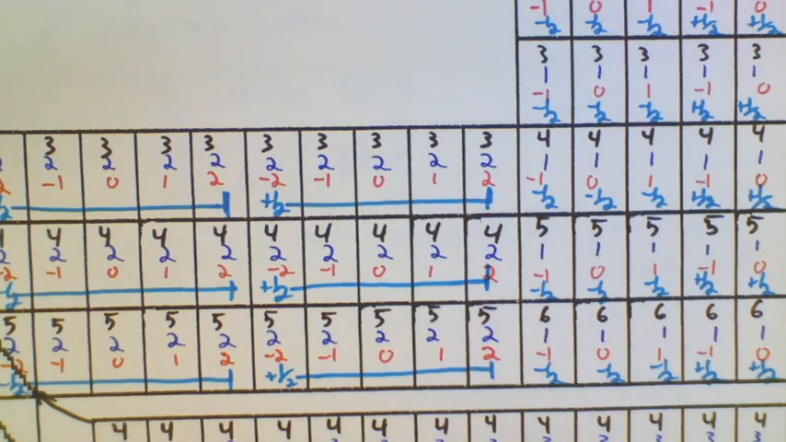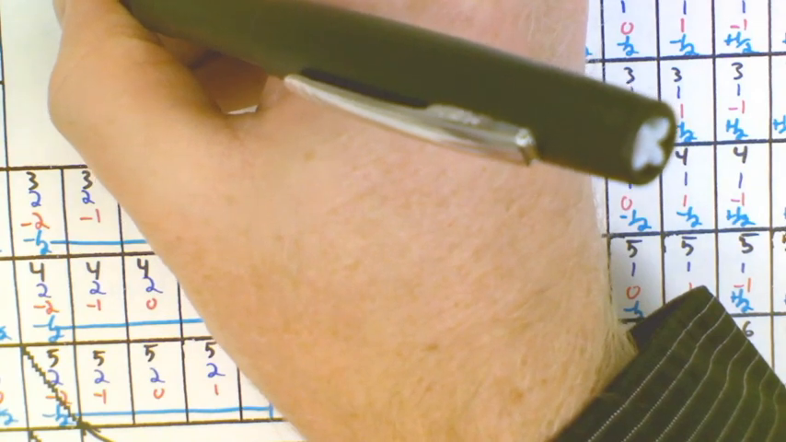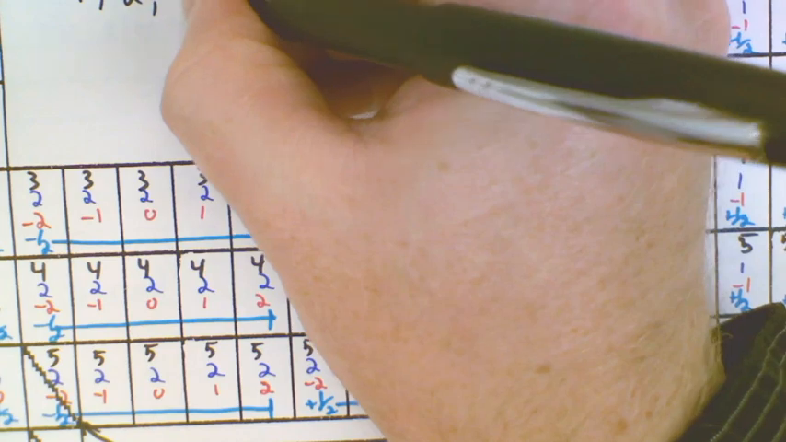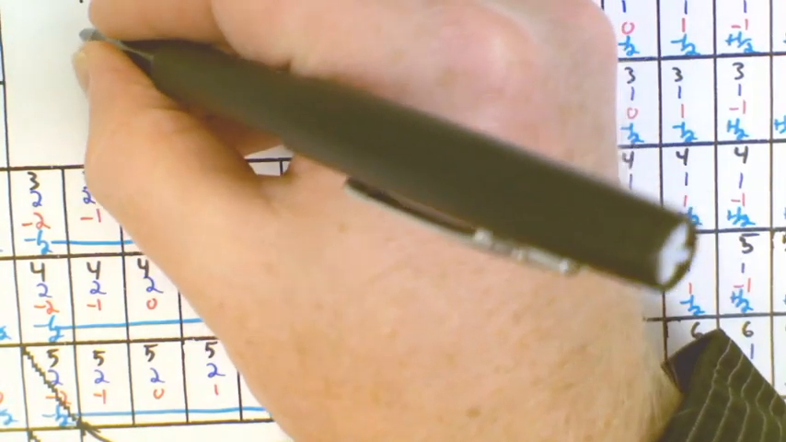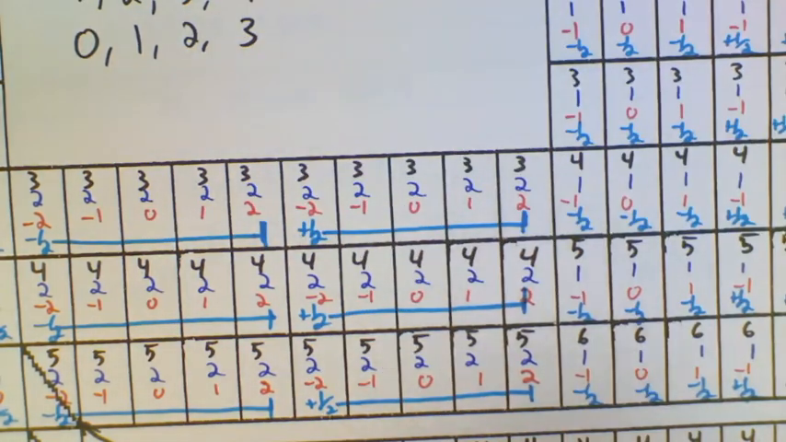So, do you guys want to know a little trick? Are you picking up on the pattern a little bit? Starting to see it? Do you want to see a trick on how to fill these out really quickly without having to memorize every single box? Okay, let me show you. What I want you to remember is this. 1, 2, 3, 4. 0, 1, 2, 3.